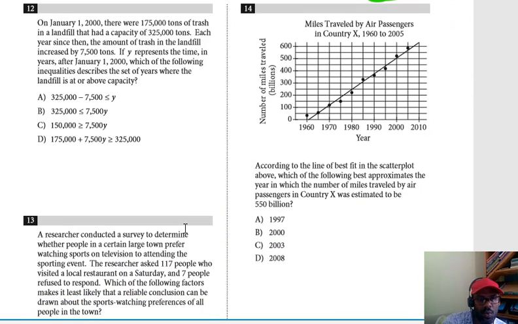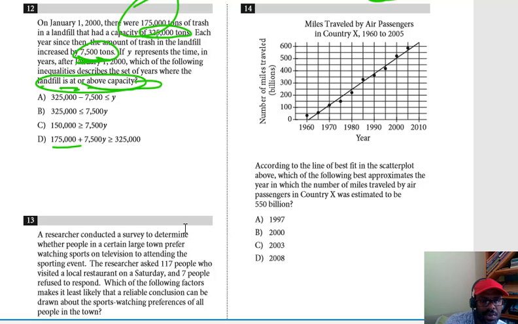12. On January 1, 2000, there was this many tons of trash in a landfill that had a capacity of this much. This is the total capacity. Each year since then, the amount of trash in the landfill increased by this much. This is kind of a rate. If y represents the time in years after then, which one of the following inequalities describes the set of years where the landfill is at or above capacity? At or above, so above the capacity. Obviously this was the initial amount, so the only choice that has this as the initial is this one.